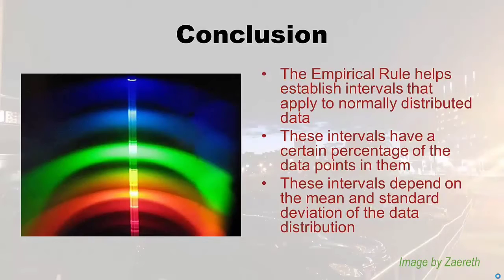So in conclusion, the empirical rule helps establish intervals that apply to normally distributed data, and it's more useful than Chebyshev because it's more specific. These intervals have a certain percentage of the data points in them, and they also refer to the probability of selecting an x in that interval. And these intervals depend on the mean and the standard deviation of the data distribution. So if those change, then exactly where the numbers are on those intervals change. Well, I hope you enjoyed my explanation of the empirical rule, and now you can practice doing it yourself at home.